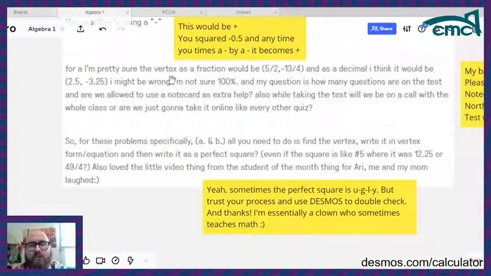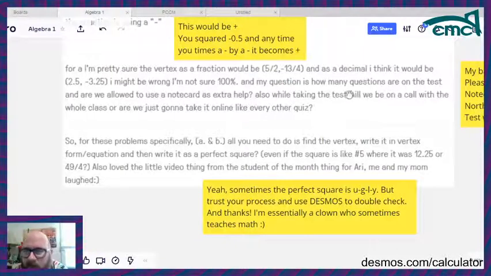For a, I'm pretty sure that the vertex as a fraction would be 5 halves and negative 13 fourths. And as a decimal, I think it would be 2.5 and negative 3.25. That looks right. I might be wrong, but I'm not 100% sure. Me either. I didn't do the math, but yeah, it looks okay.